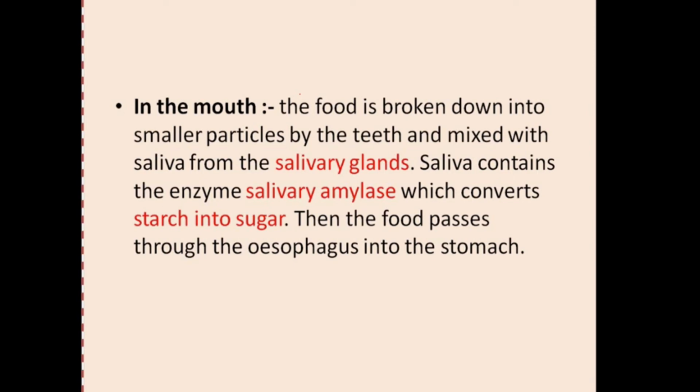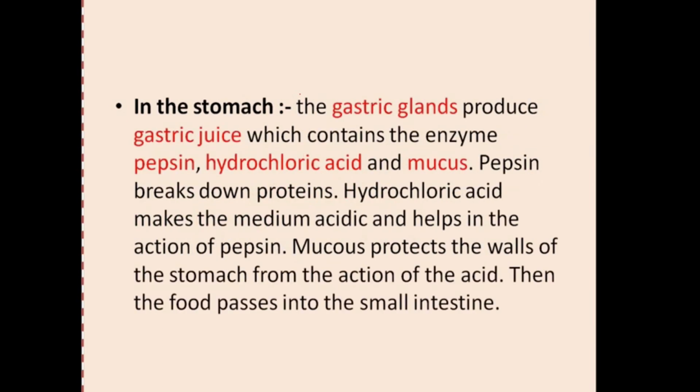After this process, the food passes through the esophagus to the stomach. Once the food reaches the stomach, the gastric gland present in the stomach produces gastric juice, which contains the enzyme pepsin, hydrochloric acid, and mucus. The pepsin helps to break down the proteins, whereas hydrochloric acid makes the medium acidic and helps in the action of pepsin. Mucus protects the wall of the stomach from the action of acid, that is hydrochloric acid.